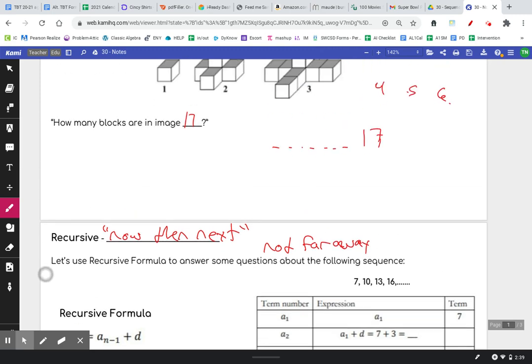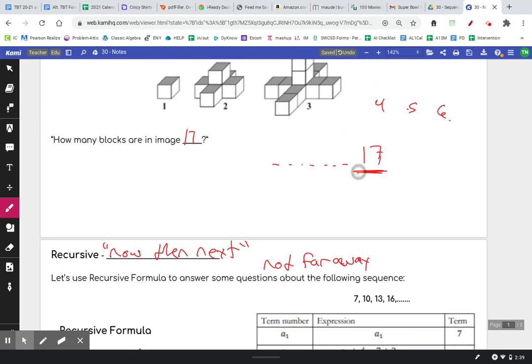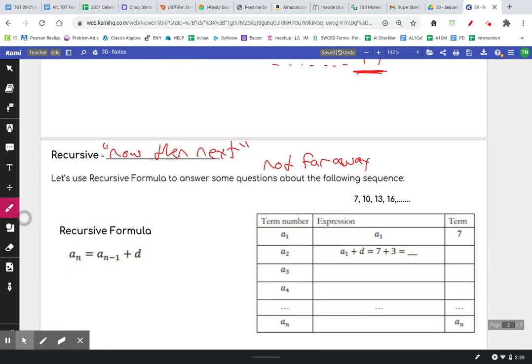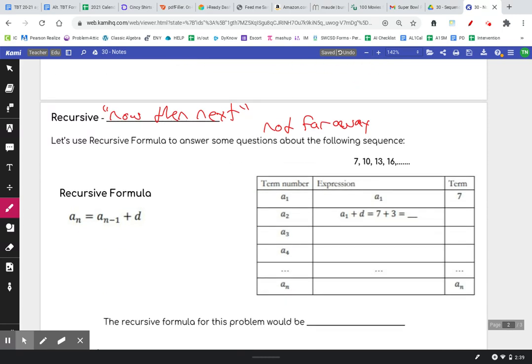Right, meaning like this one right here, if I said the 17th picture, you'd be like, I don't know if I want to draw 17 of those, right? Or I don't know if I want to do this recursive formula 17 times, right? This is maybe better if I say, what's the 8th number? And you know the first 5, and you only have to go a few more. That is when this would maybe come more in handy.